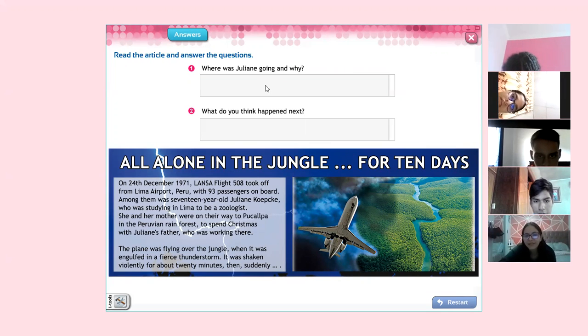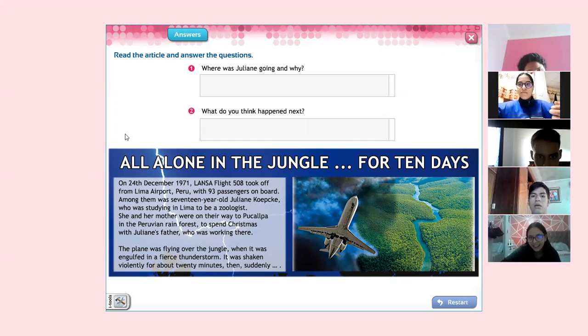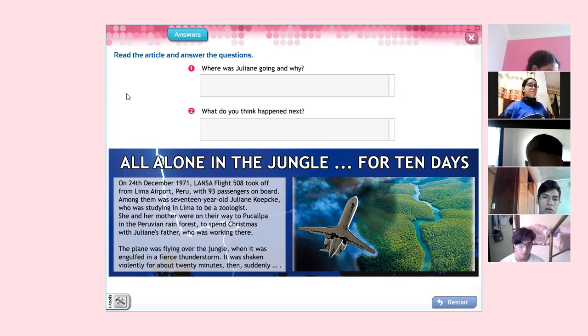I think... I think they are going to have an accident. In the book, you have information. What happened next? They have an accident in the plane. Where? In what place? In the jungle.